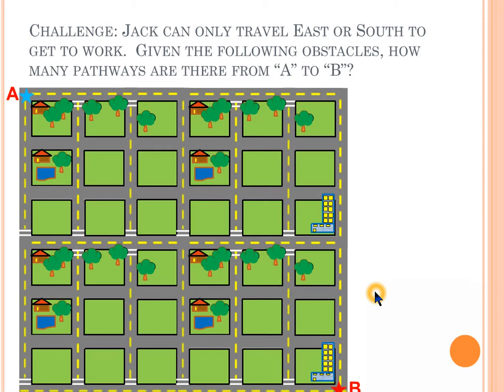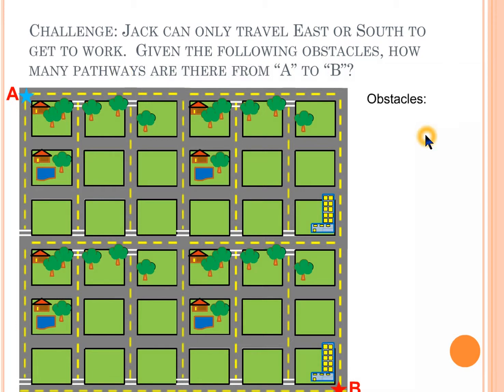All right, let's take a look at another problem here. In this problem, we have Jack again. Jack can only travel east or south to get to work. So this is his home at point A, and I guess work will be here at point B. Given the following obstacles, how many pathways are there from A to B?